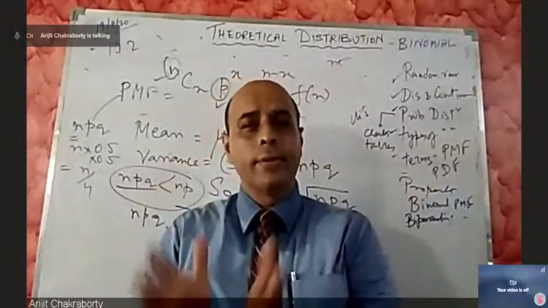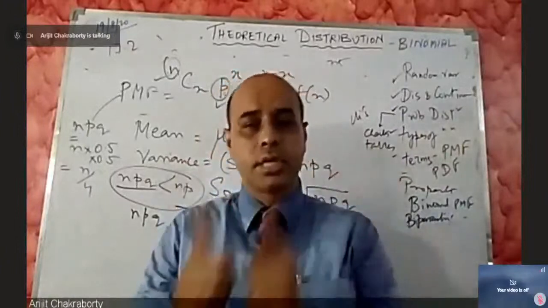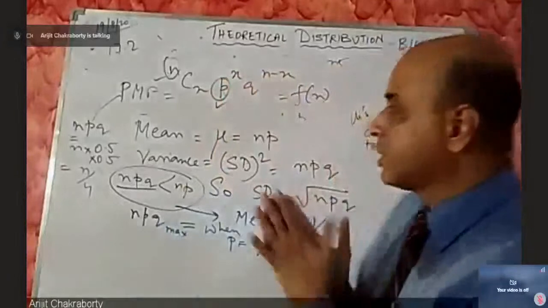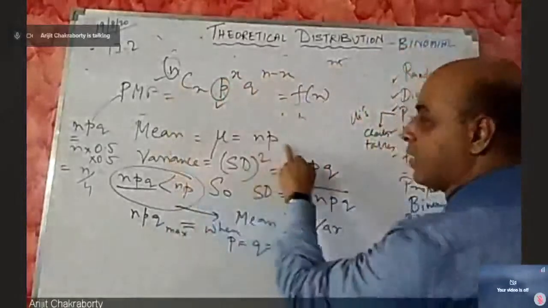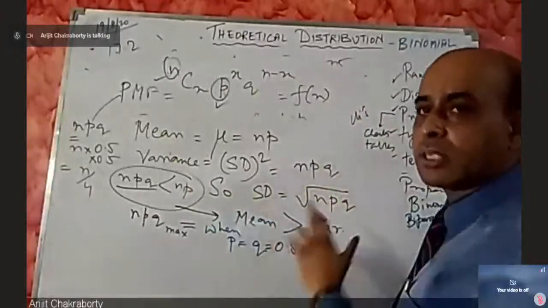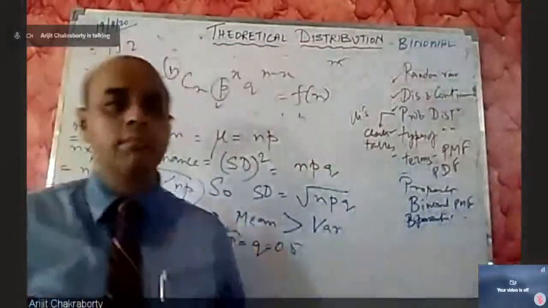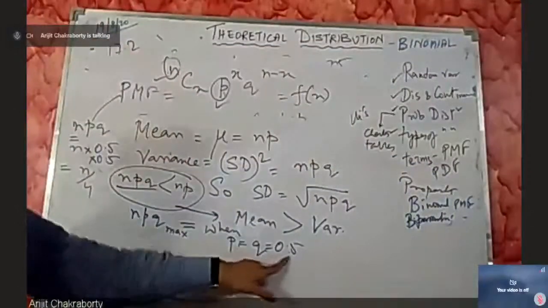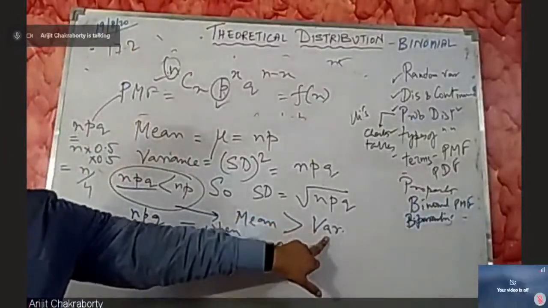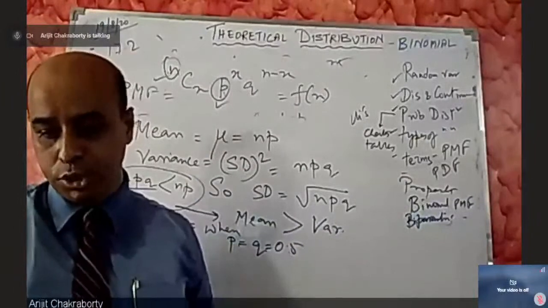Success and failure. That means they are mutually exclusive and exhaustive, because P plus Q has to be equal to 1. And we have seen the parameters. Mean will be given by NP, variance is given by NPQ. So the standard deviation is nothing but the square root of NPQ, and NPQ will have the maximum value when Q is equal to 0.5. Plus, mean will always be more than the variance in case of the binomial probability distribution.